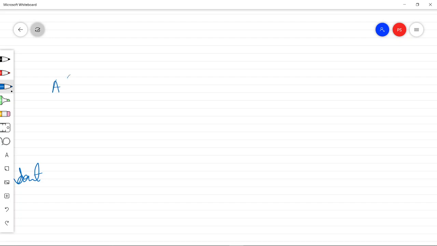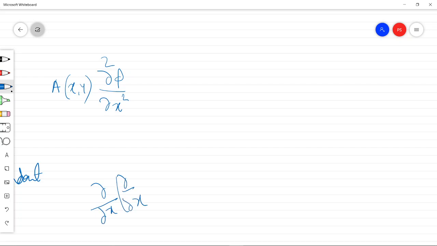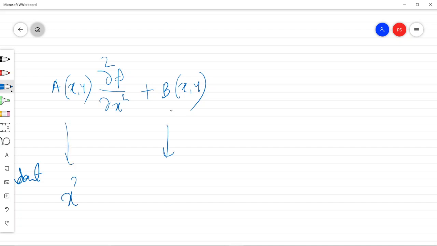Some coefficient a, which may or may not depend upon x and y, multiplied by dou 2 phi by dou x squared. So this dou x squared represents dou by dou x of dou by dou x. Similarly, we can have plus some coefficient b, which may or may not depend upon x and y. So this a and b can be of this type, x squared or x squared upon y, or just simply constants 2, 3, minus 4, and so on.